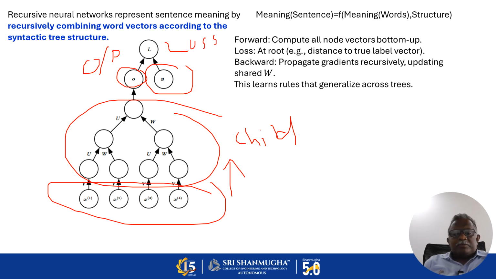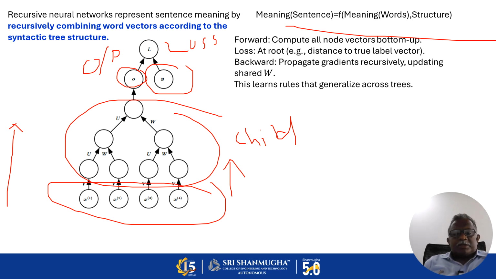It moves from child to parent. So the meaning of a sentence is basically a function of words and structure. So this is the way it works. Basically, as I said, it is similar to a feed forward network.